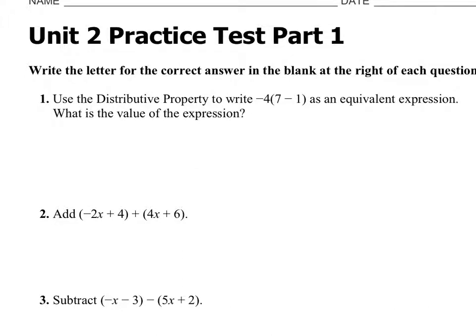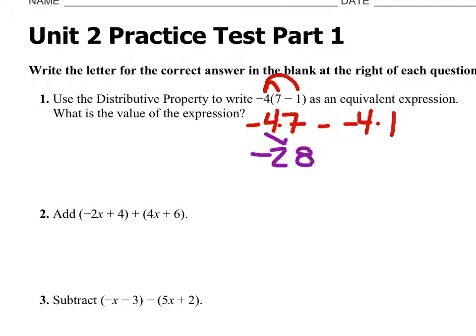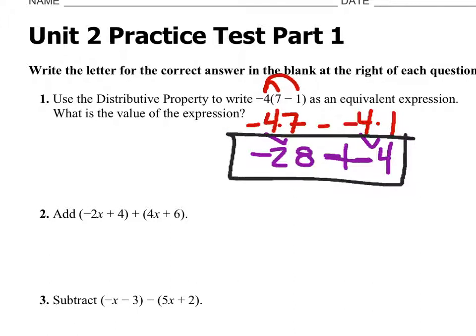Number one, use the distributive property to write negative 4 times 7 minus 1 as an equivalent expression. What is the value of the expression? Okay, so to distribute this, we'll take negative 4 times 7 and negative 4 times 1. So that'd be negative 4 times 7 minus negative 4 times 1. And that gives us negative 28 minus, that would be a negative 4. So if we simplified that, it should be negative 28 plus 4. That would be an equivalent expression.